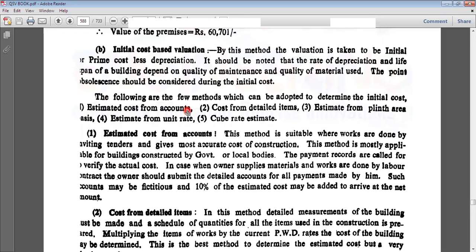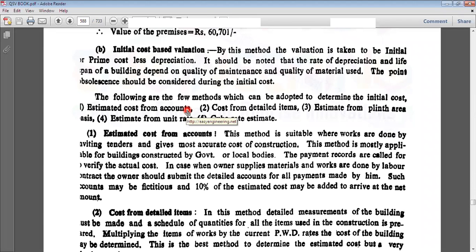estimated cost from the accounts, that is whatever the rough calculations you are going to do. At first you have taken the plan in your hand, with respect to your plan, you calculate all the dimensions and put them in your measurement sheet. You get the quantity. After getting the quantity, you multiply that quantity with the rates which are available in your SSR. So the estimated cost from the accounts, that is the first thing that you need to consider as far as this initial cost based valuation is considered.